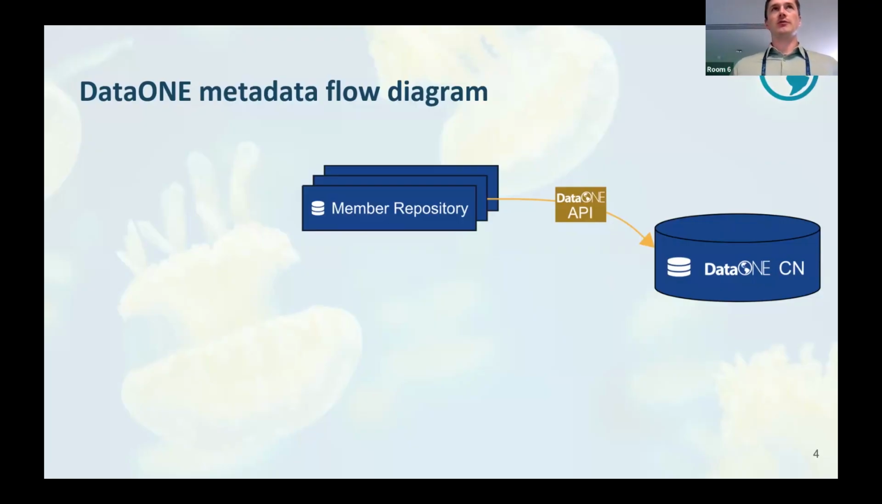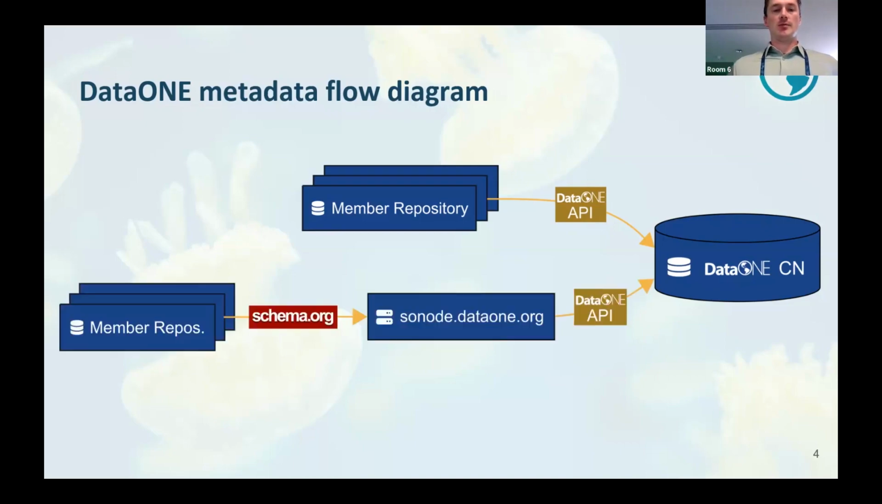When there's schema.org involved with a schema.org node, it looks like this, where you have a central server at DataONE, hosted in a VM in the DataONE stack, grabbing schema.org from member repositories using basically a Python scraper. And then the CN will go and grab that metadata from that central server, the so.node.dataone.org, through an API endpoint that will basically represent that repository's pool of metadata.